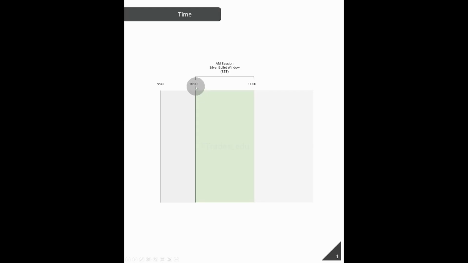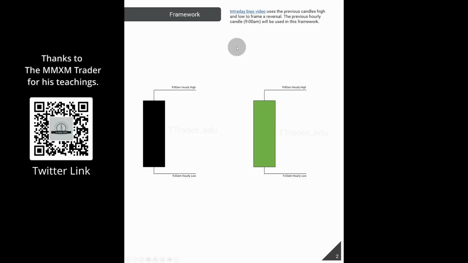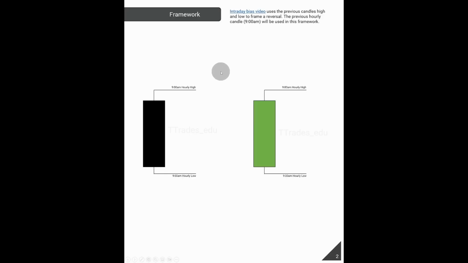I'm going to be focusing on the 10 to 11 AM time window, or the AM session silver bullet window. The only time I will take entries is if it appears between 10 and 11 AM. Now for the framework, if you have seen my intraday bias video, you know that I will use the previous candle's high and low to frame reversals. And in this framework, I'm going to use the previous hour's high and low.